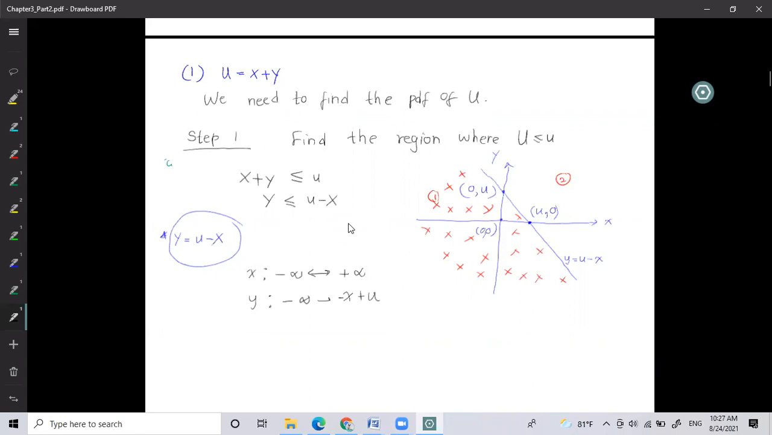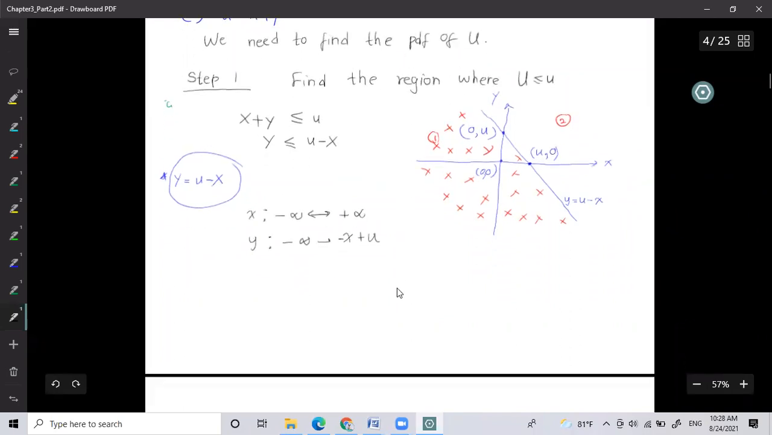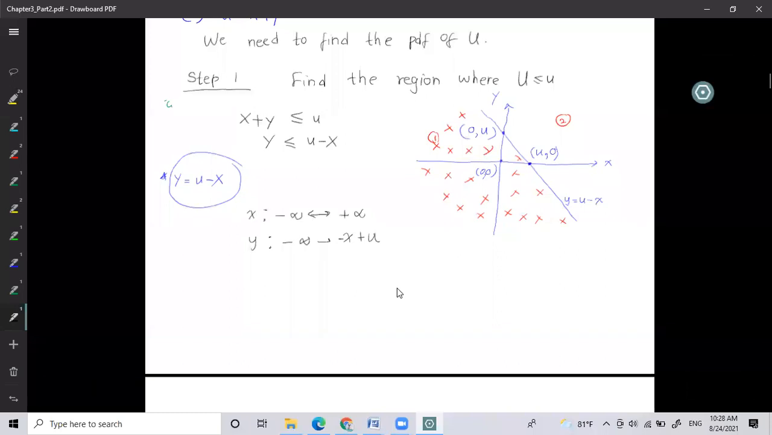Right. So we are fixing x, or we are thinking that the line can move along the x-axis without any boundary. When you do that, y can only move from negative infinity up to negative x plus u. Now we have found the region of y. So we are going to do this with respect to y. We'll do these steps one by one.